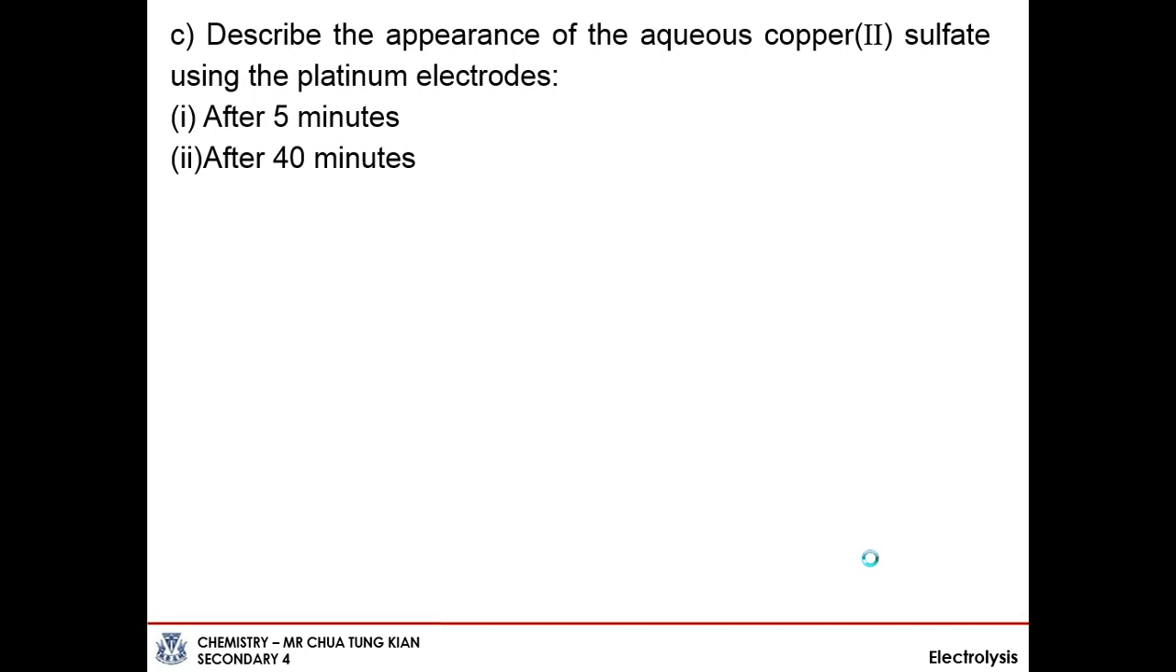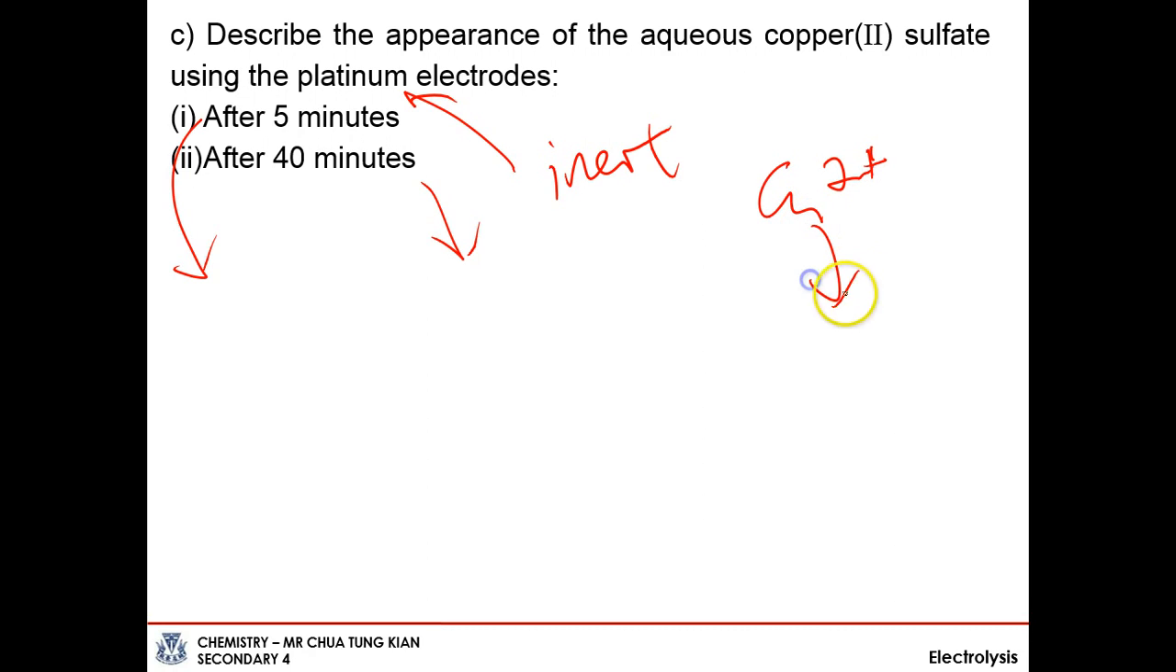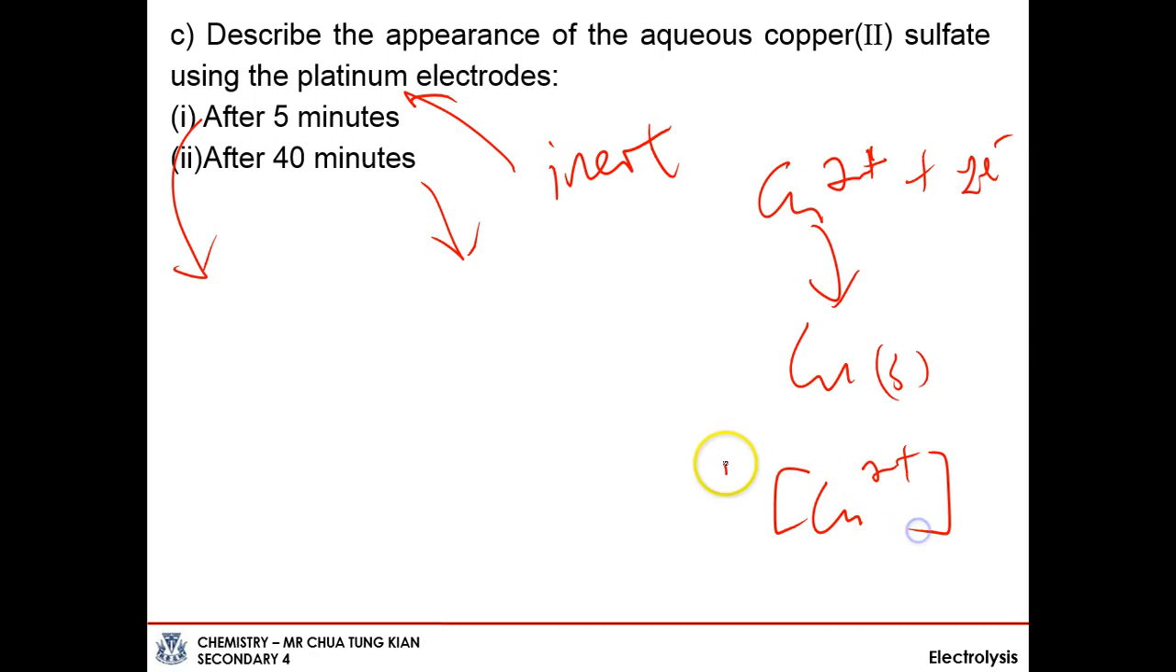So now if we go back to using platinum electrodes, which we call inert electrodes, after 5 minutes, after 40 minutes, what happens? We know that as time progresses, the Cu2+ will be discharged as Cu solid metal on the cathode, and as a result, the concentration of Cu2+ will actually decrease.